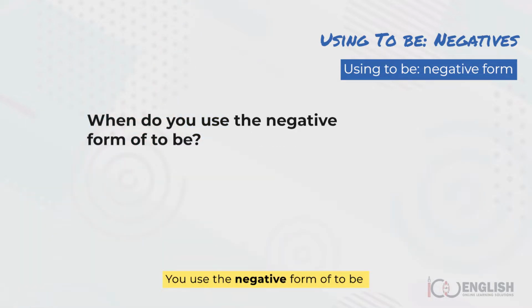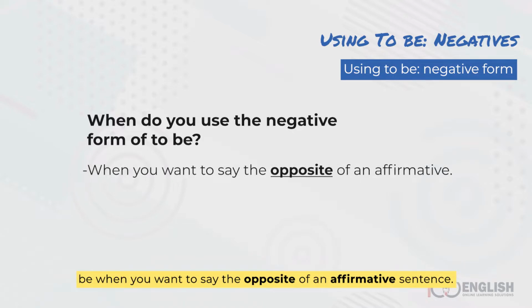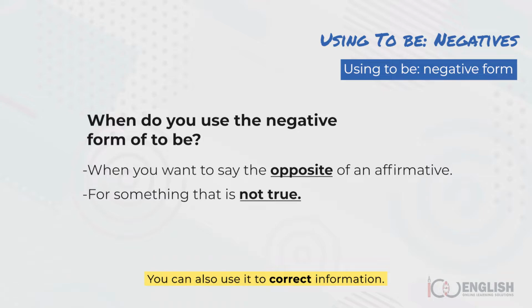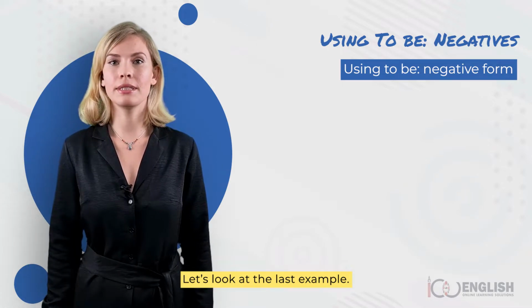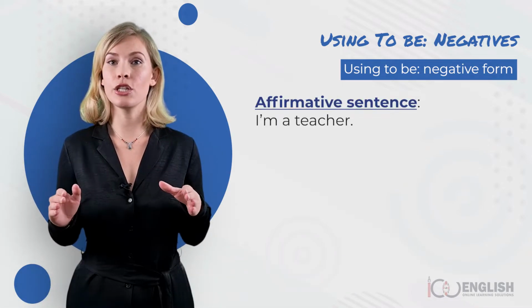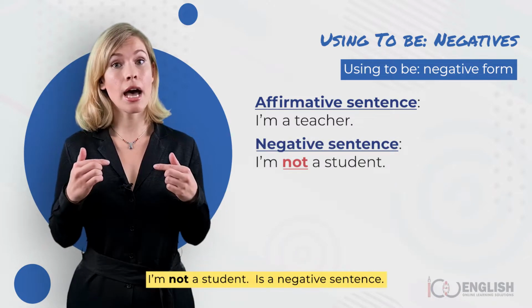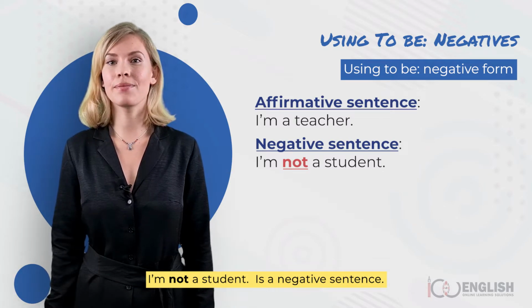You use the negative form of to be when you want to say the opposite of an affirmative sentence. You use the negative form for something that is not true. You can also use it to correct information. Let's look at the last example. I'm a teacher is an affirmative sentence, and I'm not a student is a negative sentence.